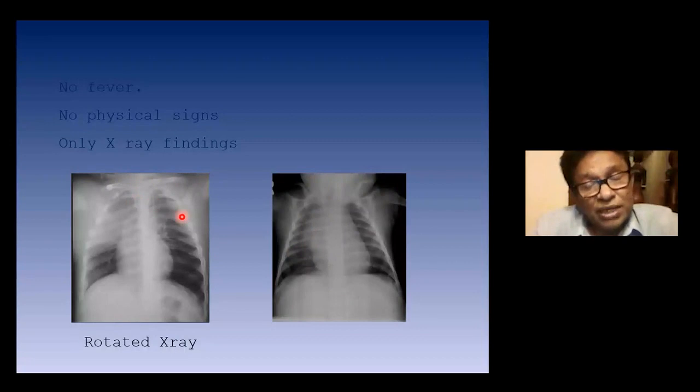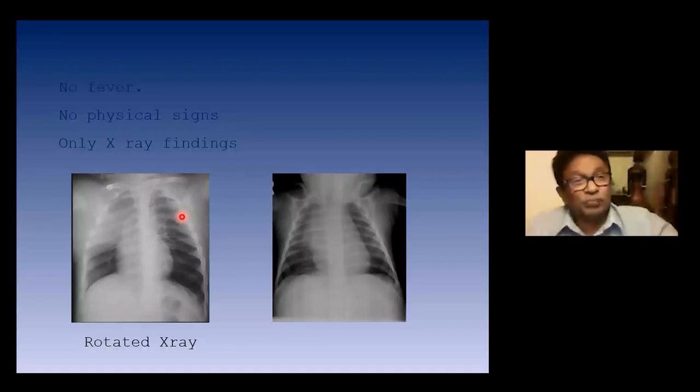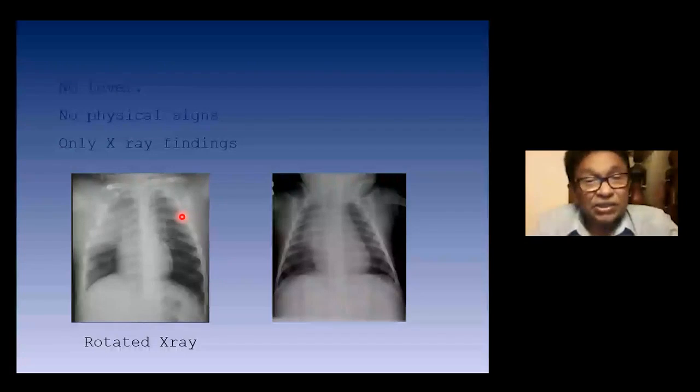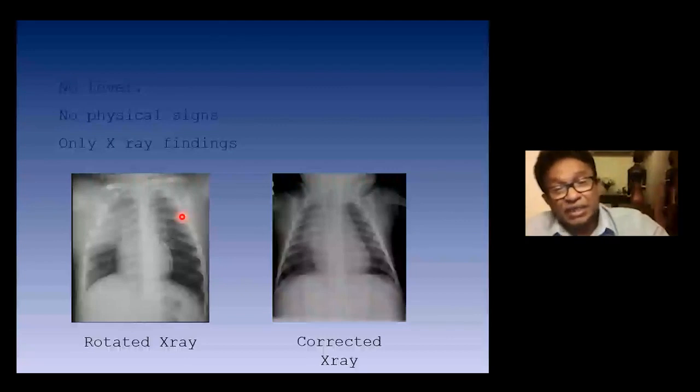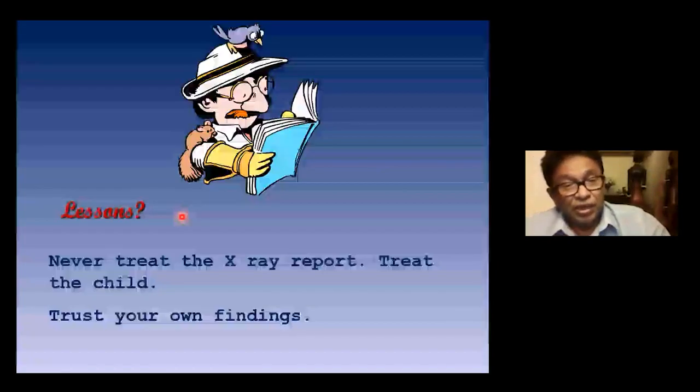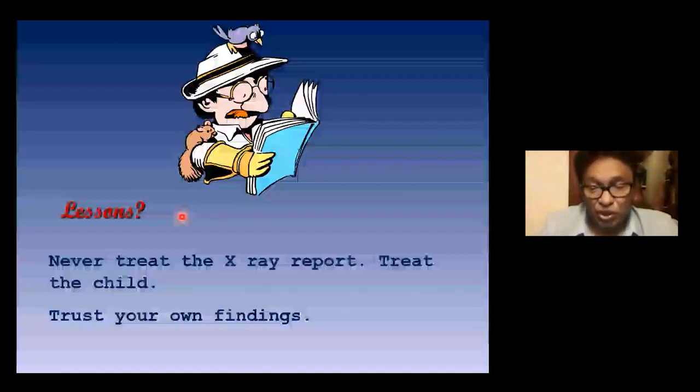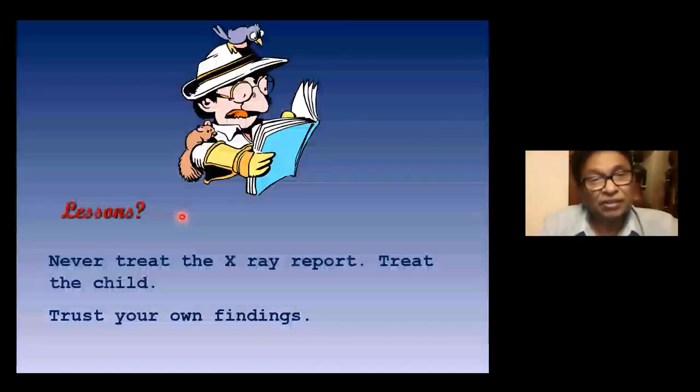Right? So these are all lessons for you young doctors. You do not rely on those things. You think twice. Use your common sense. Here we have a child having cough and cold, but no fever, a well-looking child, not dyspneic, no physical signs, and you are just treating the X-ray. So the lesson is never treat the X-ray report, treat the child, and trust your own findings. If you can't find anything, don't treat. Never mind the X-ray.